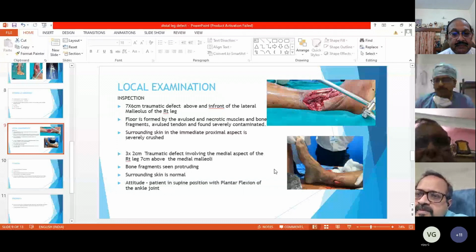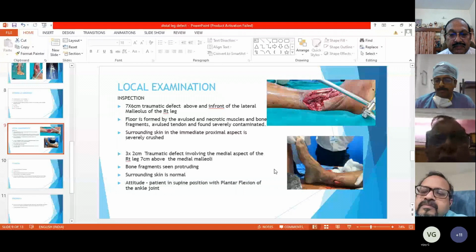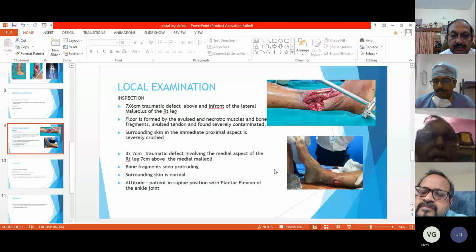Secondly, you must have the options and use a lint cloth or whatever method to find out the flap with which you are going to cover it. And that flap has to be modeled as per the defect. And it must be seen in planning in reverse, so that you find it is possible to have the flap cover the whole of the wound without any tension.